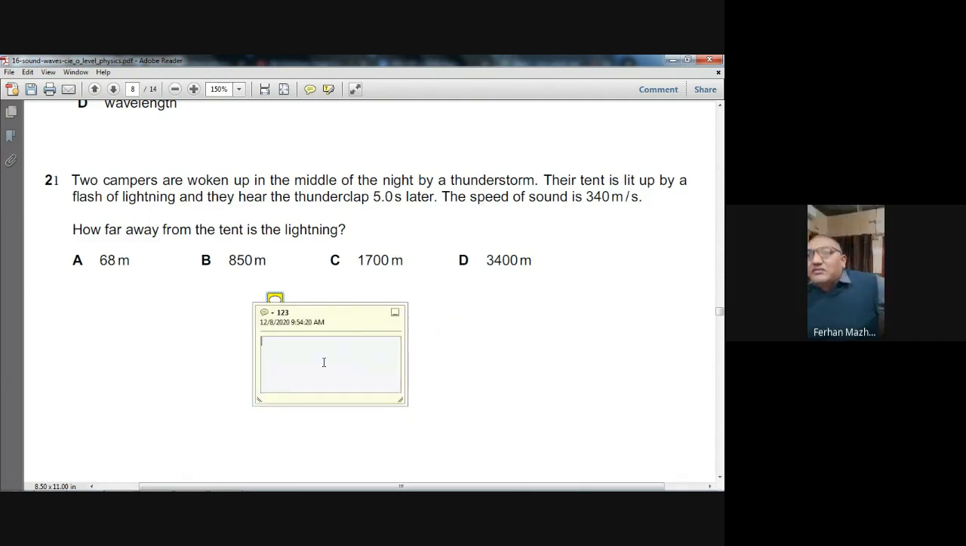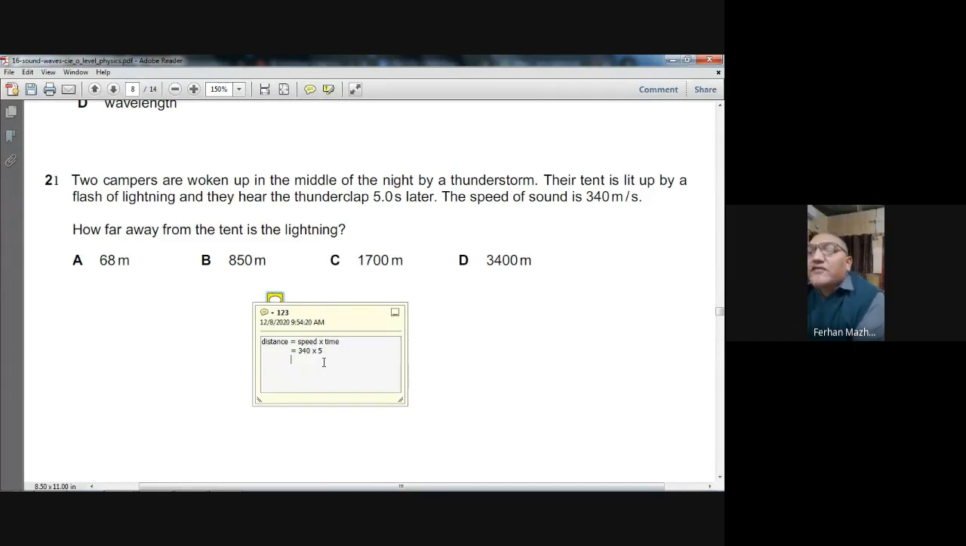Somewhere a thunderstorm, a flash happened, and they saw the flash, and after 5 seconds they heard the sound. So it's not about echo. Okay, it's simple. So the distance between them and where the thunder is happening will be equal to the speed of the sound multiplied by the time taken by the sound. Speed is how much? Speed is given, 340 meters per second. And how much time is taken by the sound wave to reach them? That's 5 seconds.